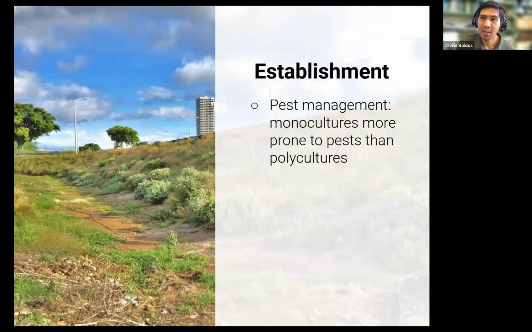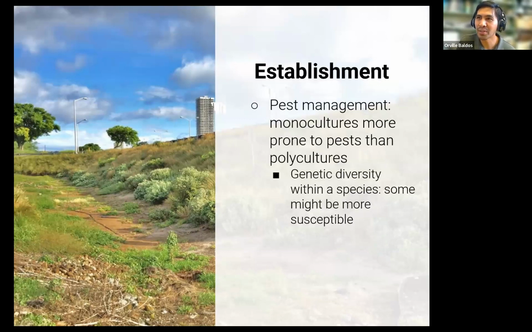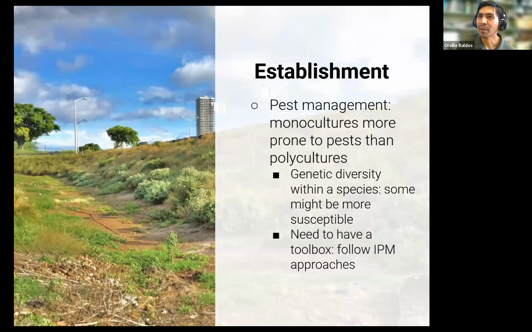In terms of pest management, expect that monocultures will have more pests. They're more prone to pests than polycultures. I know there was a talk, a month ago or a couple of months ago, about genetic diversity within a species. Even at an individual level, there might be some individuals that are more susceptible to pests than others. So in terms of pest management, you need to have a toolbox of IPM approaches. IPM is integrated pest management.